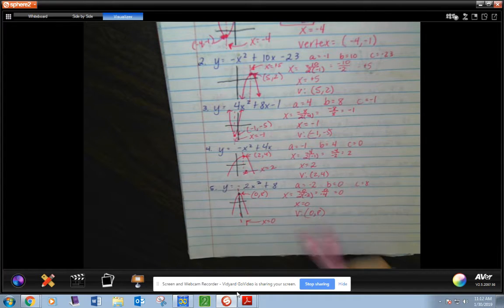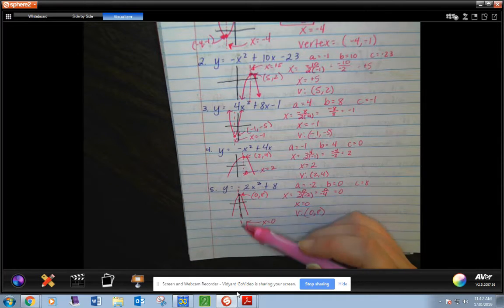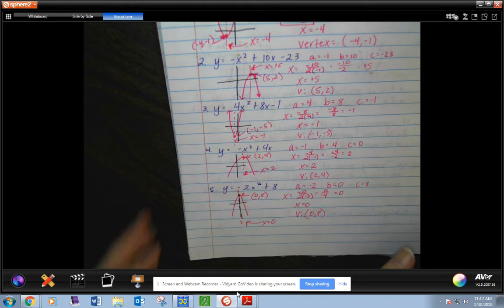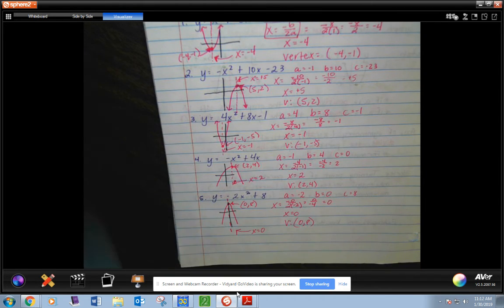Now, the cool thing about your axis of symmetry is it's where it's folding in half. So this does fold in half on the y-axis, which is at 0 for x. So make sure that you check them. This is what you're doing on your assignment. And if you have any questions, let me know.